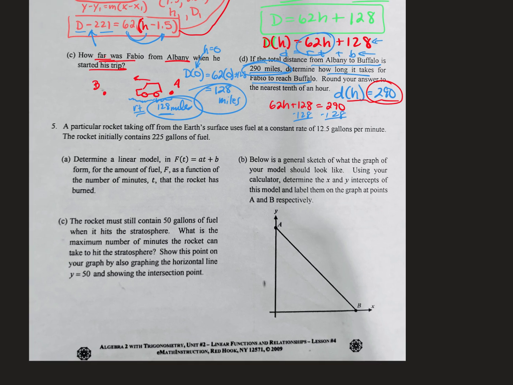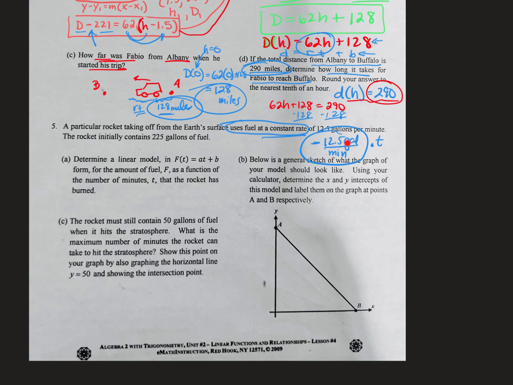Let's see here. 5. Ooh, we got ourselves a rocket taking off from Earth's surface. It's using up fuel. And when you see this uses up fuel, that's a subtraction problem. It is losing 12.5 gallons every single minute. Okay, so this is a counter right here. It takes away, if I take this times time measured in minutes, like if 1 minute goes by, when I multiply, I lose 12.5. If 2 minutes go by, t is 2, this would lose 25 gallons, two of these 12.5s. So when you see a slope, it's a counter for something being gained or lost.